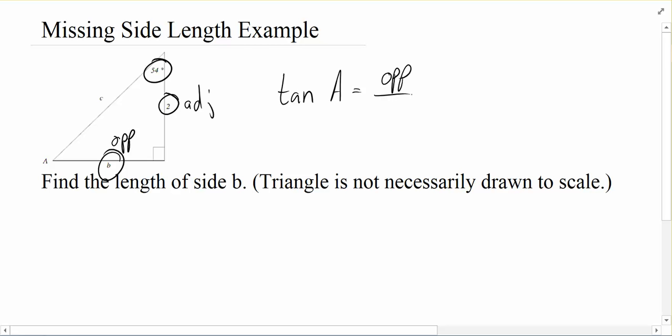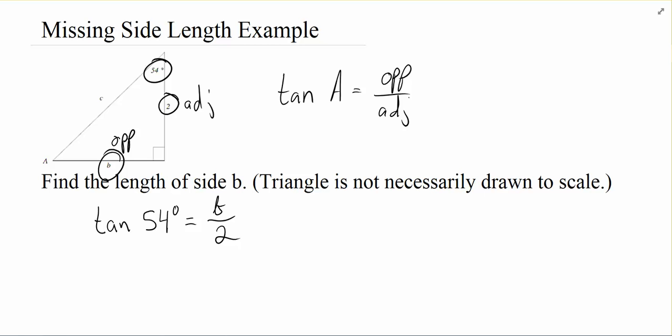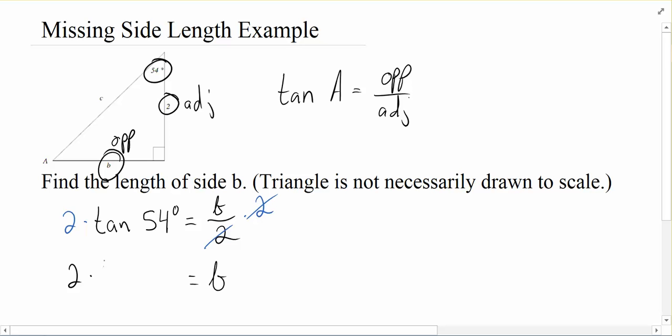Tangent, we know, is opposite over adjacent. So what we're going to do now is write an equation that involves those three things and the trig function tangent. So we're going to say the tangent of 54 degrees equals opposite, which is b, over the adjacent, which is 2. And then we're going to try to solve this equation. In order to solve this equation, we need to multiply both sides by 2. And that way the 2's go away. And we're left with b equals 2 times the tangent of 54 degrees.